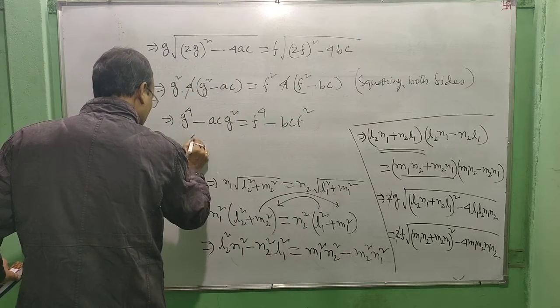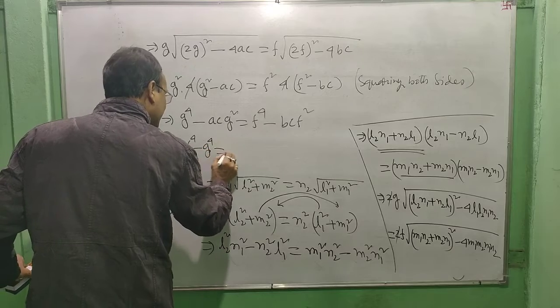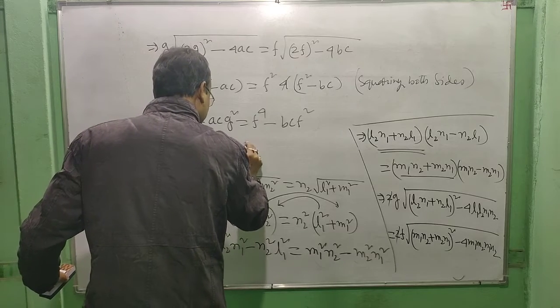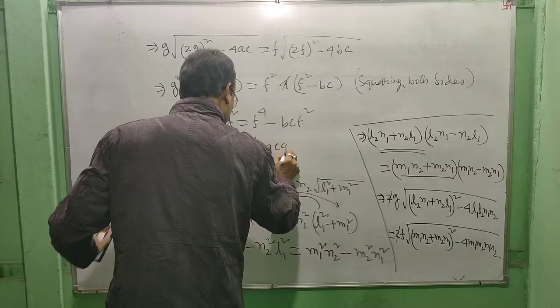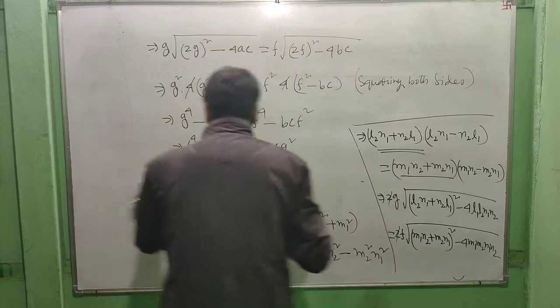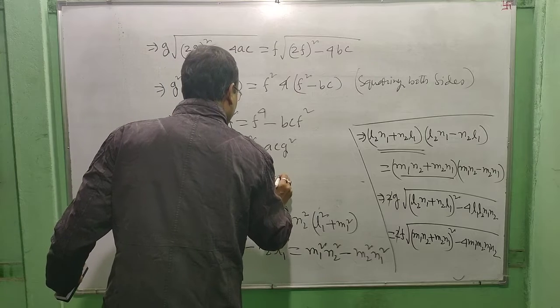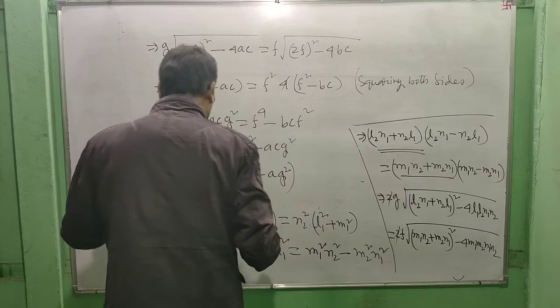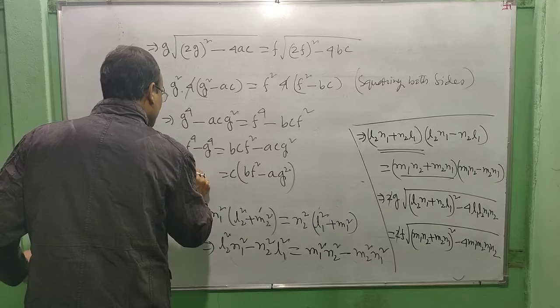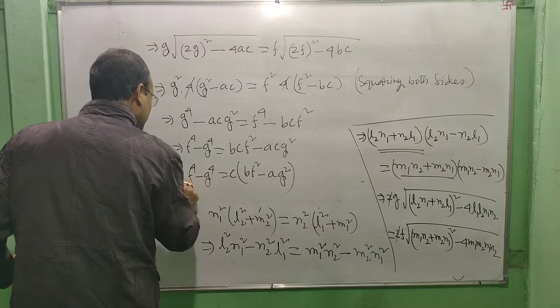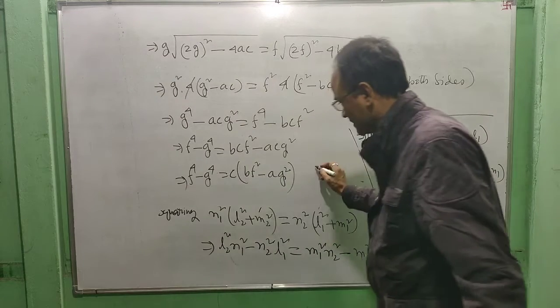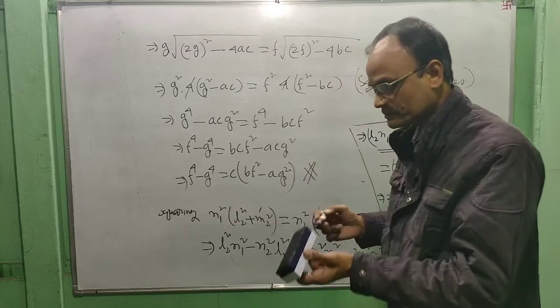This means f to the power 4 minus z to the power 4 is equal to bc f square minus ac z square, which is equal to c into b f square minus a z square. F to the power 4 minus z to the power 4 equal to c into b f square minus a z square. Proved.